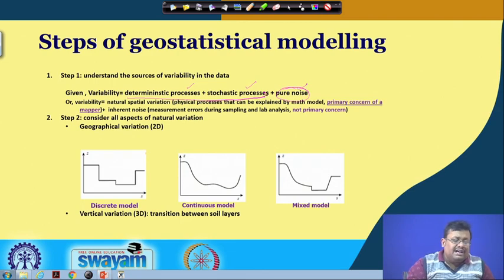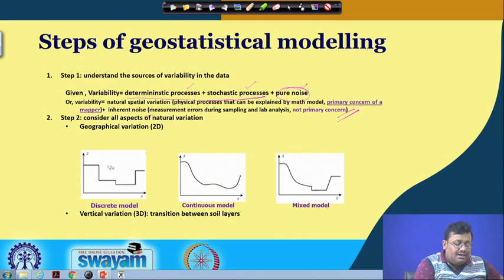So, the variability can be represented as a combination of natural spatial variation, which is physical and can be explained by a math model, and that is the primary concern of the mapper, and secondly the inherent noise, which is basically measurement error during the sampling and lab analysis, which is not the primary concern of a mapper. And step 2 is to consider all aspects of natural variation. You can see the geographical variation in 2D and vertical variation in 3D. Here it shows the three types of geographical variation in 2 dimensions. S basically is the distance.